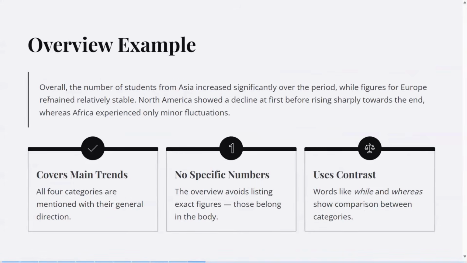It's right here. Overall, the number of students from Asia increased significantly over the period, while figures for Europe remained relatively stable. North America showed a decline at first before rising sharply towards the end, whereas Africa experienced only minor fluctuations. He says that Asia increased quite a bit. Europe remained relatively stable. North America fell first and then rose. Africa had small fluctuations. We're not describing all the numbers, nor can we describe all the numbers in the overview. We're telling the general story of the graph.